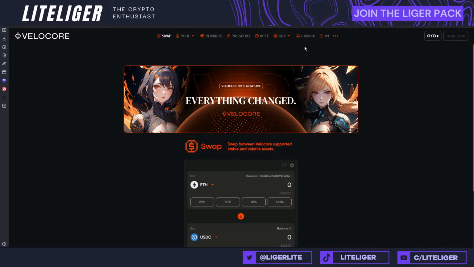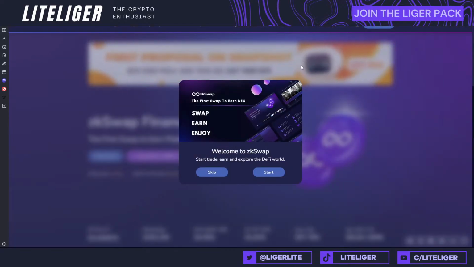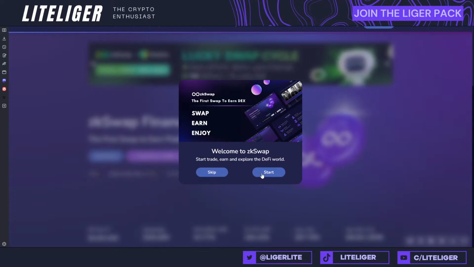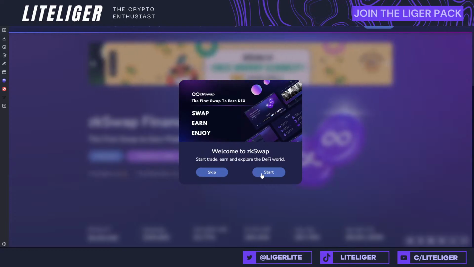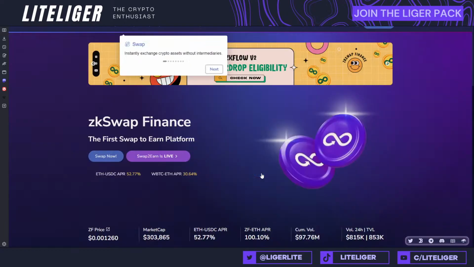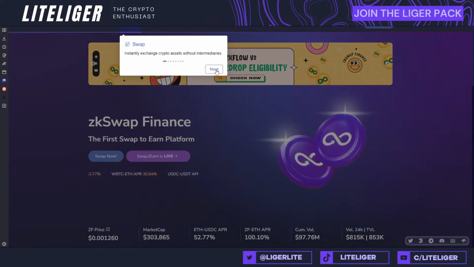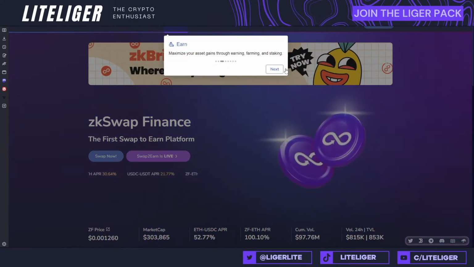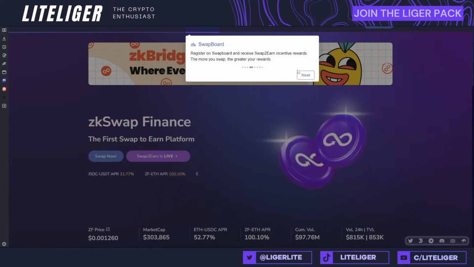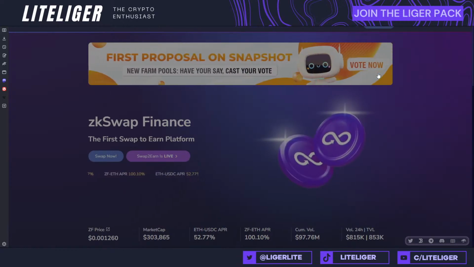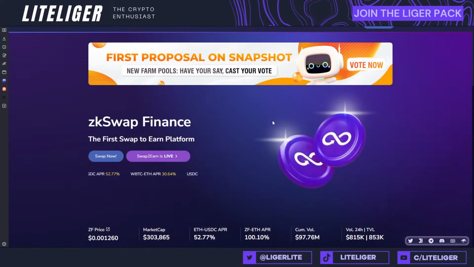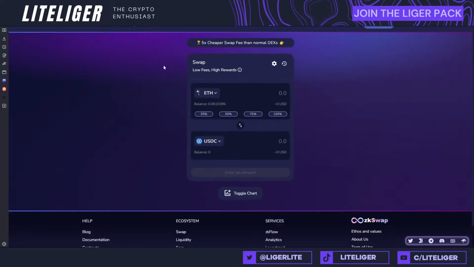Okay, and then we have two things left here. We have ZKswap Finance, and this is a good alternative to Mute. You don't need to do Mute because you can do this one. You can swap, earn, and so on. The idea here is that you can actually get rewards by swapping tokens on the platform. That's the gist of it.